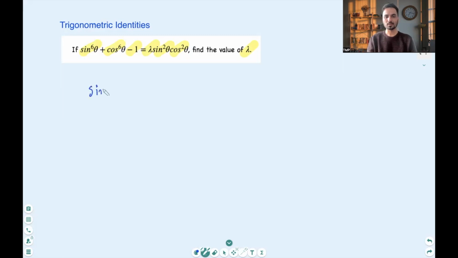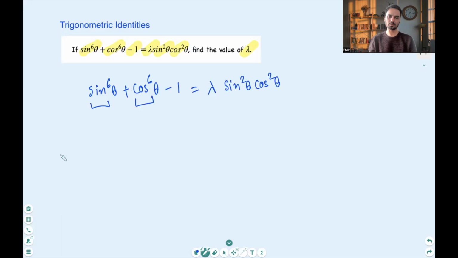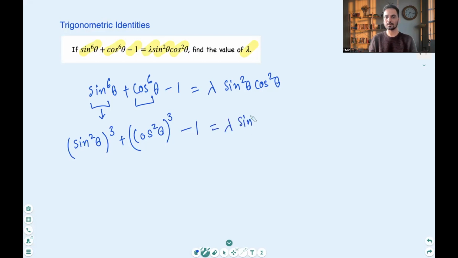The given is sin⁶θ plus cos⁶θ minus 1 equals lambda times sin²θ cos²θ. On the left-hand side, you have sin⁶ plus cos⁶, which can be written as (sin²θ) cube plus (cos²θ) cube minus 1. We can keep the right-hand side same.